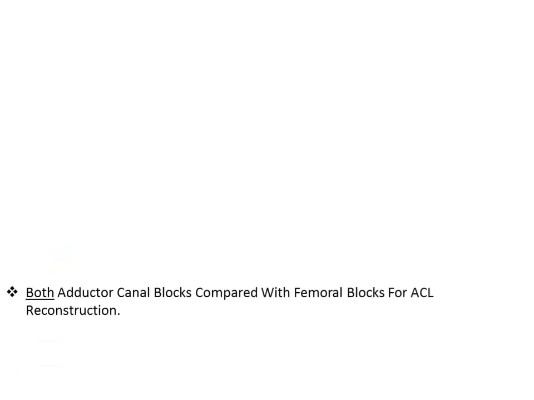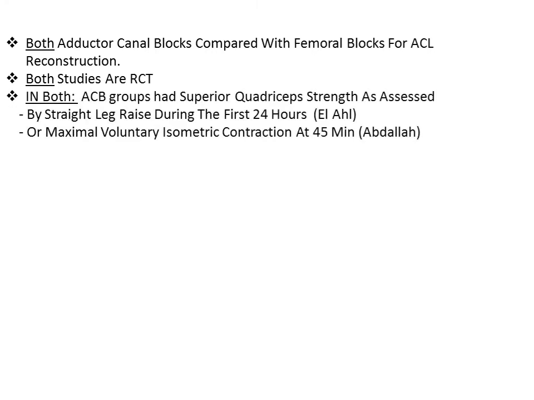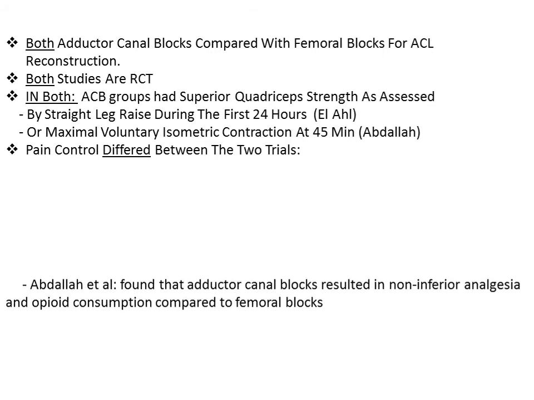Both are randomized controlled trials comparing the femoral nerve block to the adductor canal block for ACL reconstruction. In both groups, there was superior quadriceps strength in the adductor canal group, by straight leg raising or by maximal voluntary isometric contractions. However, pain control differed between the two trials.